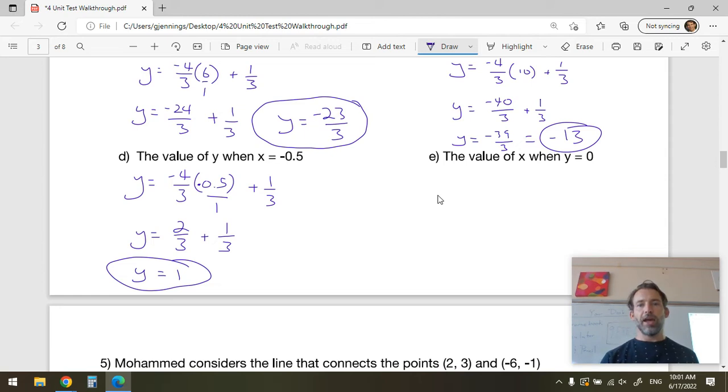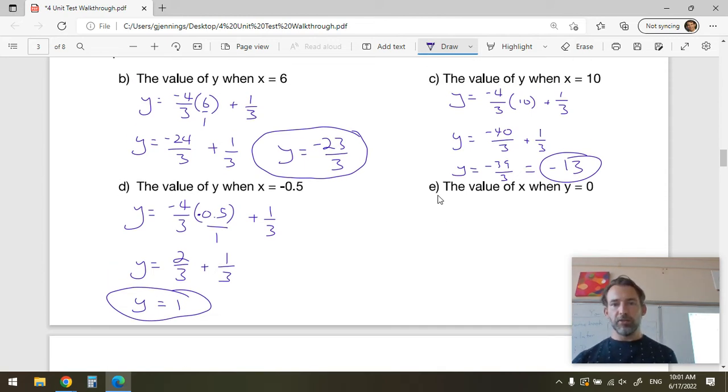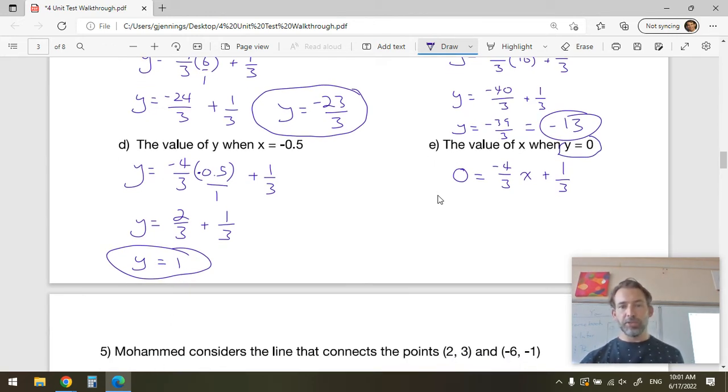Okay. Now, what about x when y is 0? Now, for this one, we have to put in 0 equals negative 4 over 3 multiplied by x plus 1 over 3. Okay. We're told y is 0 in this case. So now we need to find x. In this case, subtract 1/3 from both sides. So I have negative 1 over 3 is equal to negative 4 over 3x. And now I can multiply both sides by the reciprocal here. Multiply by 3 over negative 4.